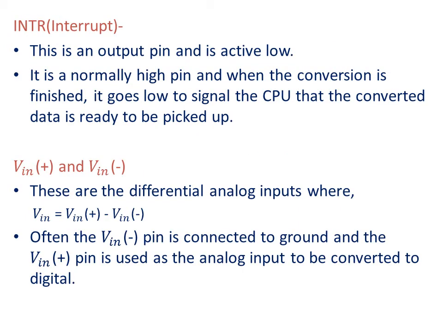The next pin is INTR, that is interrupt. It is also called end of conversion. This is an output pin and is active low. It is normally a high pin, and when the conversion is finished, it goes low to signal the CPU that the conversion data is ready to be picked up. After INTR goes low, if we make CS equal to 0 and send a high to low pulse to the RD pin, we get the data out of the ADC 0804 chip.